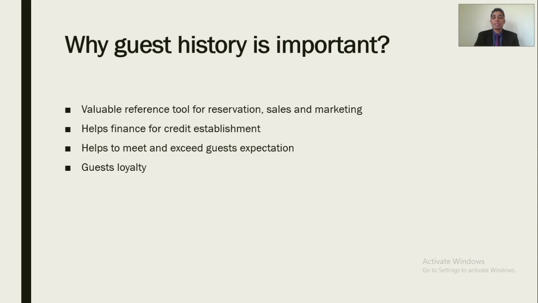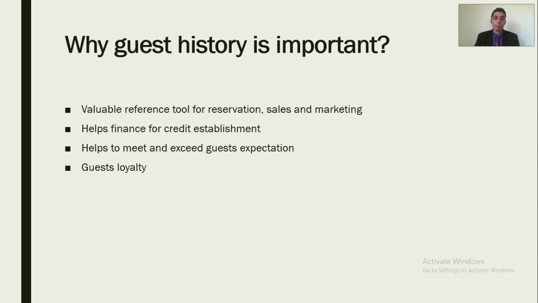And it helps to meet and exceed guest expectations. When we know all the guest preferences, guest requirements, all the amenities, be it meal preferences or room preferences, everything required by the guest, then when the guest comes the next time, we will keep everything ready in advance. Once the guest arrives in the hotel and sees all the things he or she requires, they will just feel wow, and we can meet and exceed their expectations.